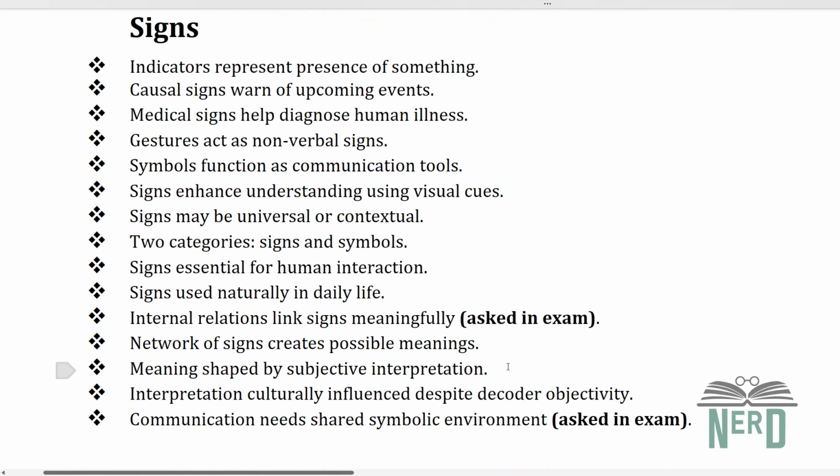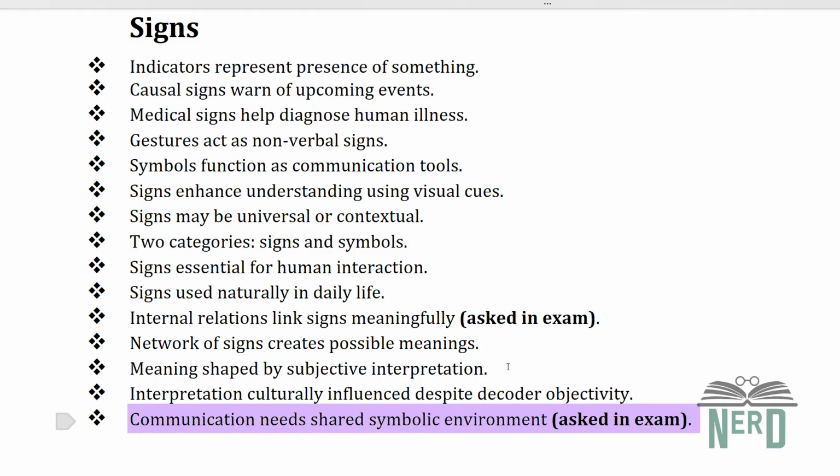Because signs form this network, interpreters can make sense of messages even if they are not directly involved in the communication situation. Communication therefore presupposes a shared symbolic environment, a point that also appears in exam questions. Through shared signs, communities form a sense of belonging. And as another exam-based idea puts it, this shared environment leads to social interaction which helps create a sense of community. Finally, signs are often considered secondary products of the message, meaning they help carry the message but are not the message itself. This idea too has been noted in exam.